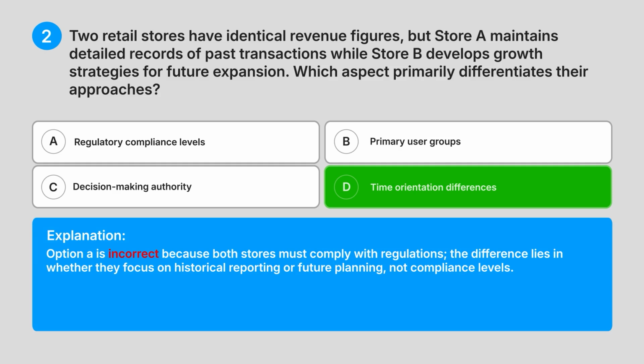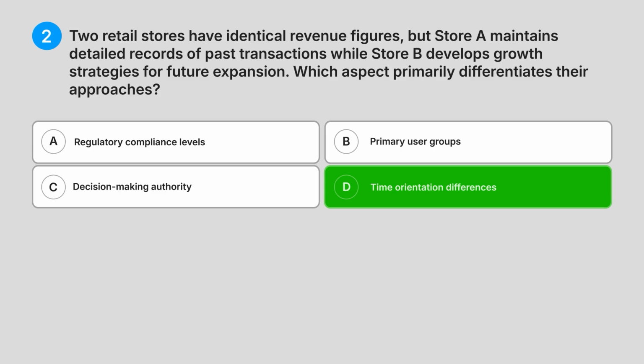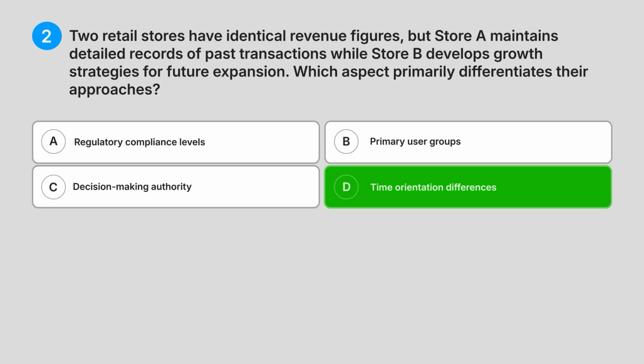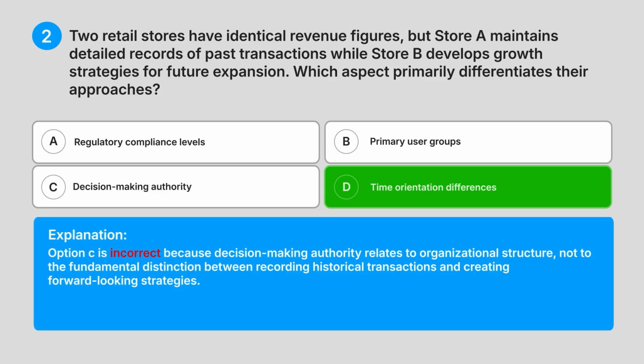Option A is incorrect because both stores must comply with regulations. The difference lies in whether they focus on historical reporting or future planning, not in compliance levels. Option B is incorrect because while accounting and finance serve different users, the scenario specifically highlights the temporal focus difference between recording past events and planning future growth. Option C is incorrect because decision-making authority relates to organisational structure, not to the fundamental distinction between recording historical transactions and creating forward-looking strategies.